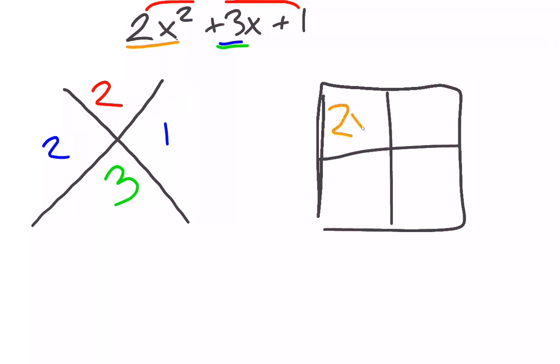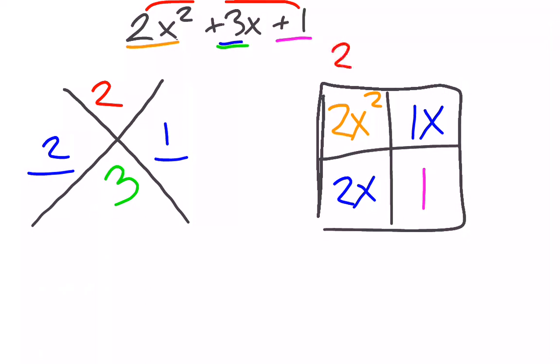2x squared goes first, because first term goes in the first box. And my last term goes in the last box. My terms for my x go on the diagonal. Then I factor out my GCF, which would be 2x, 1, 1x or just x, and 1.